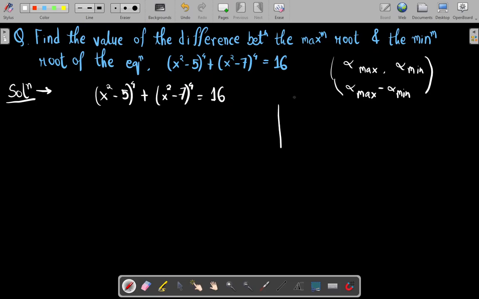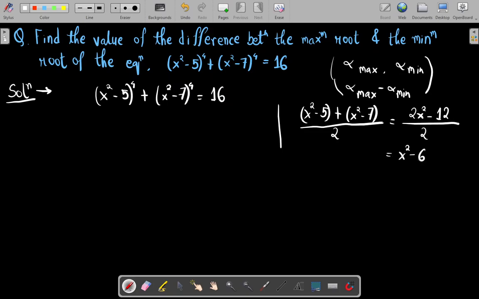For that, let us find the average of these two expressions. So (x² − 5 + x² − 7) divided by 2. In the numerator it is 2x² − 12, upon 2, so this gives x² − 6. I found this middle expression because it is equidistant between these two.